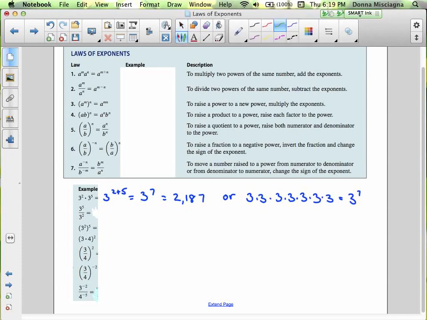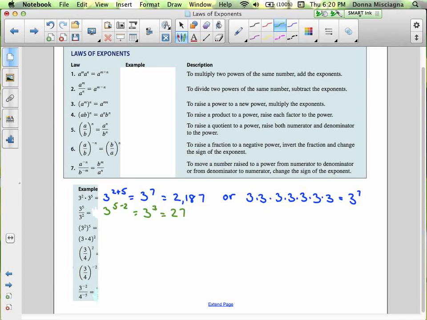3 to the 5th power divided by 3 squared. All right, so let's look at our law up above there. If we divide like bases raised to a power, we're going to subtract the exponents. So that means that 3 to the 5th divided by 3 squared is the same as 3 to the 5 minus 2 power, which is the same as 3 cubed, which is 27.